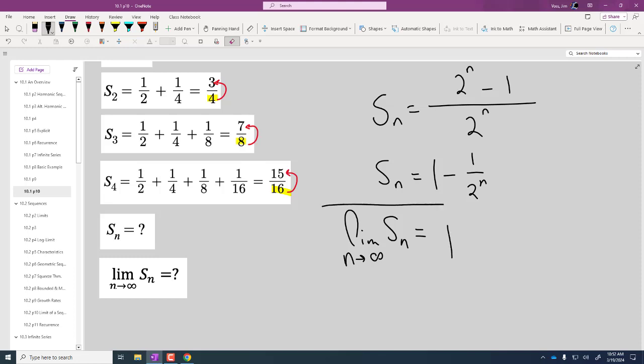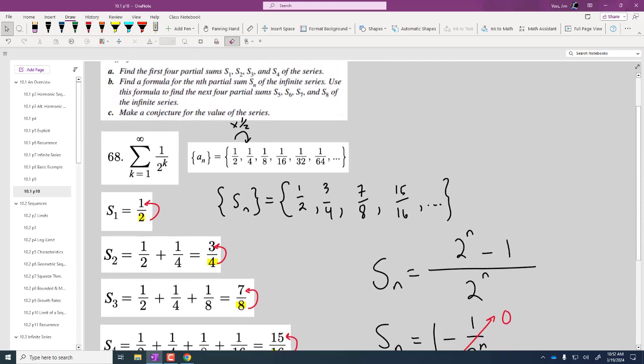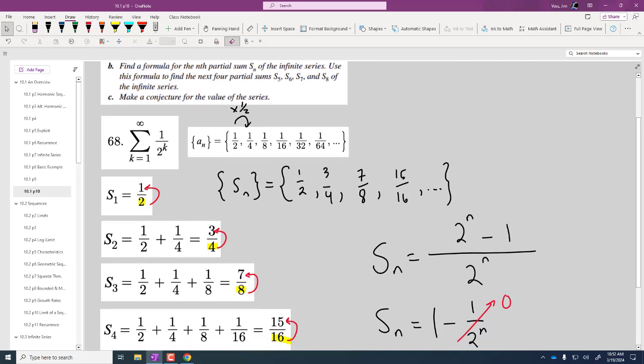Does everybody agree that the limit of S sub n is 1? Yeah, because the other part goes to 0. So this fraction here is one of those basic limits. The numerator's constant, the denominator goes to infinity, so the fraction is squeezing to 0. So the limit of that is 1. So this infinite series converges to 1, is equal to 1, whatever you want to say. Lots of different ways to say it. So if you add up all those terms, you get 1.